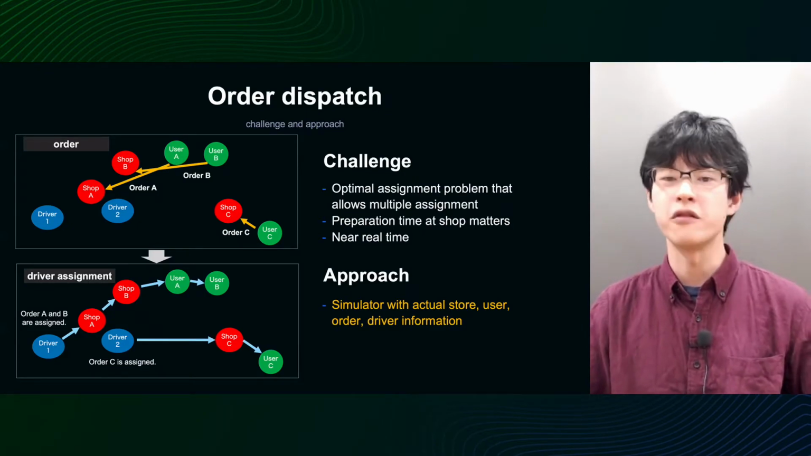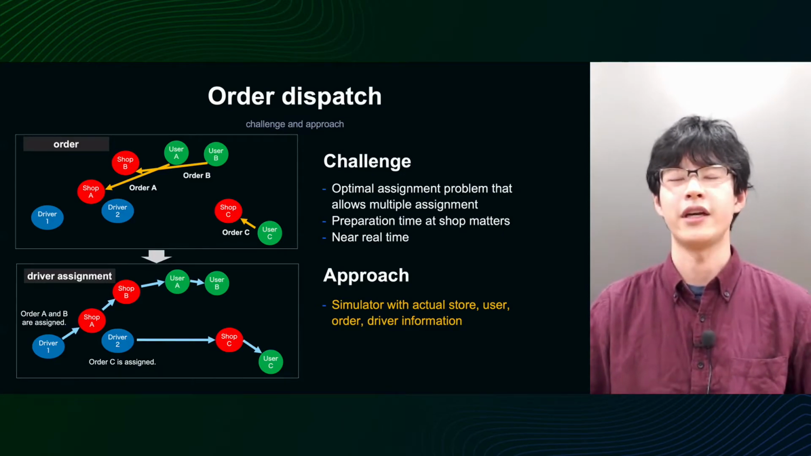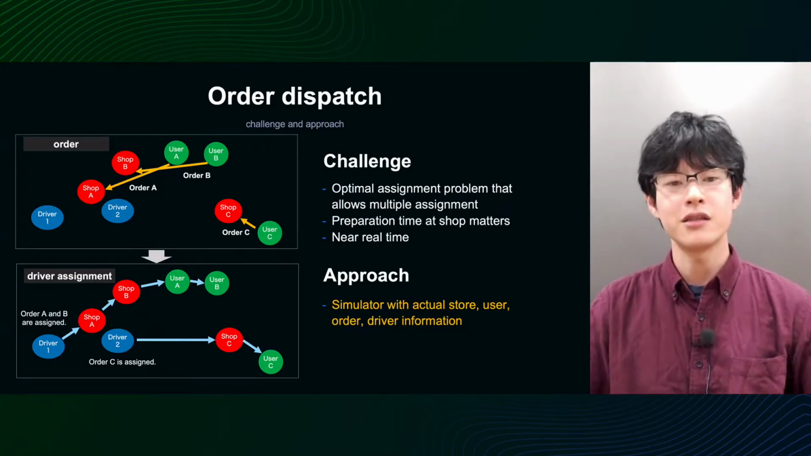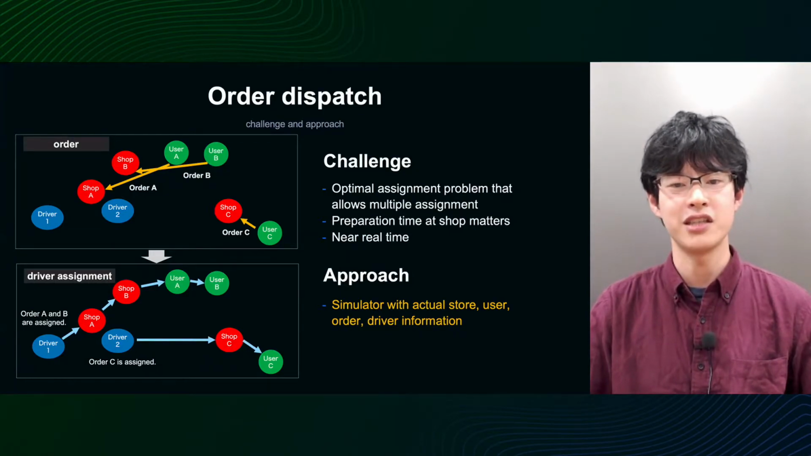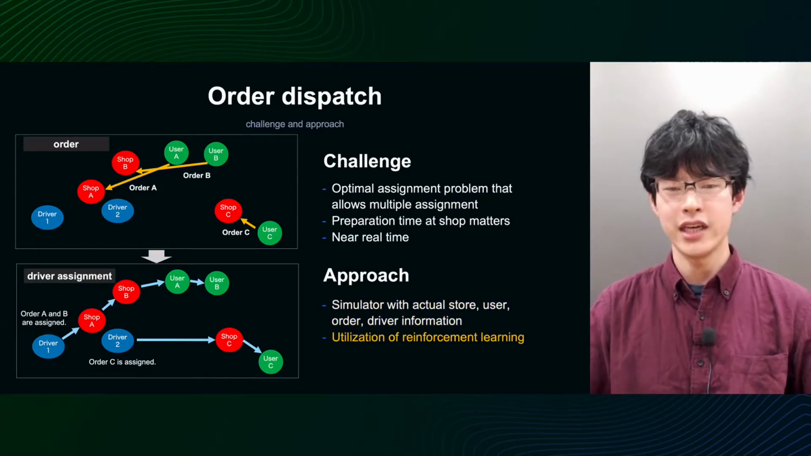In these diagrams, order-driver matching looks like a one-off event, but in reality, matchings and dispatches are done repeatedly. Order dispatch efficiency should be looked at from a longer perspective, therefore. For that purpose, we are considering the use of reinforcement learning.